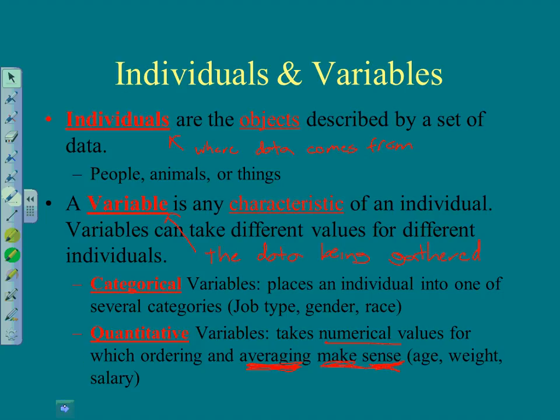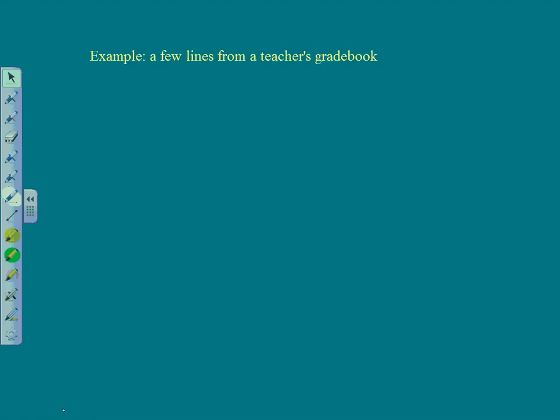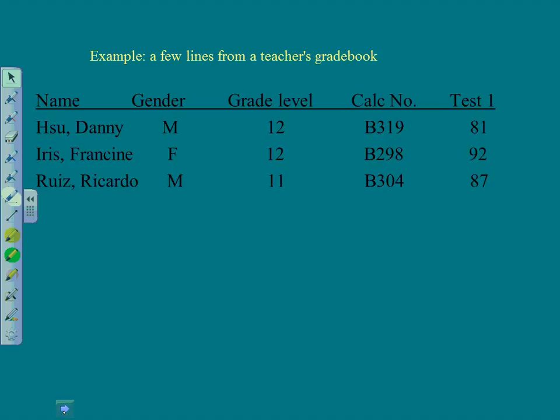We're going to go through some examples, and you're going to describe the individuals, the variables, and whether they are categorical or quantitative. First is an example of a few lines from a teacher's gradebook. First question is, what individuals does this data describe? So we have the name of some people, the gender, the grade level, the calculator number, and the test grade. What do we think, Mr. Holtz? What are the individuals in this case? Yeah, this is easy. The individuals are what we know individuals to be, people. Individuals in this case are the students.